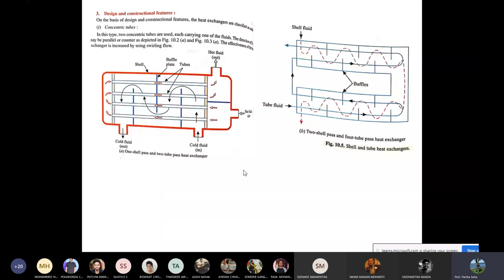This is the shell and tube heat exchanger. The shell and tube heat exchanger is separated by baffles. You can see this one is one shell and two tubes. The one shell is this, and the two tubes are here. This one is two shell passes and four tubes: one, two, three, four, and two shells. One shell is this, another shell is this.